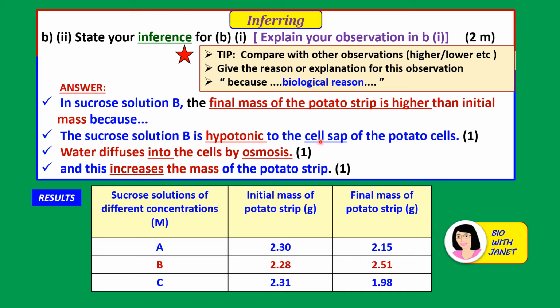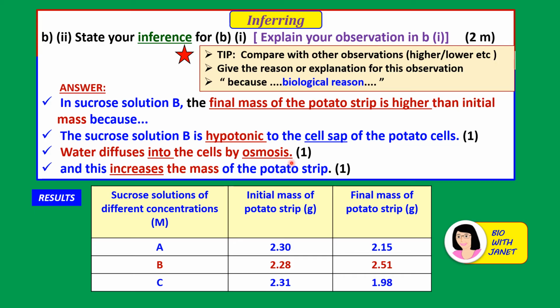So this is the way to explain anything related to the process of osmosis. First state about the sucrose solution or whatever solution is used. It could be salt also, whether it's hypotonic, isotonic, or hypertonic, to the cell sap or to the cytoplasmic fluid of a cell. Usually for plant cells we use cell sap. Then the next thing is state what happens to the water. Where does it diffuse? Into the cells or out of the cells?